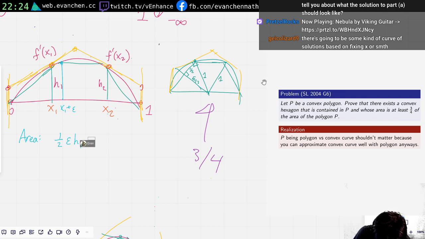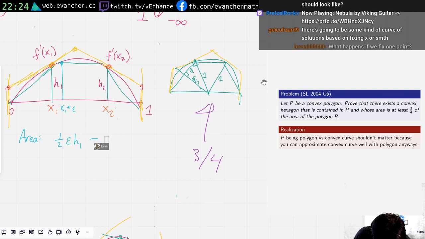So epsilon 1, and then but then the other area changes by epsilon times. Wait, sorry, I'm being stupid. Okay. Let me just do this properly.